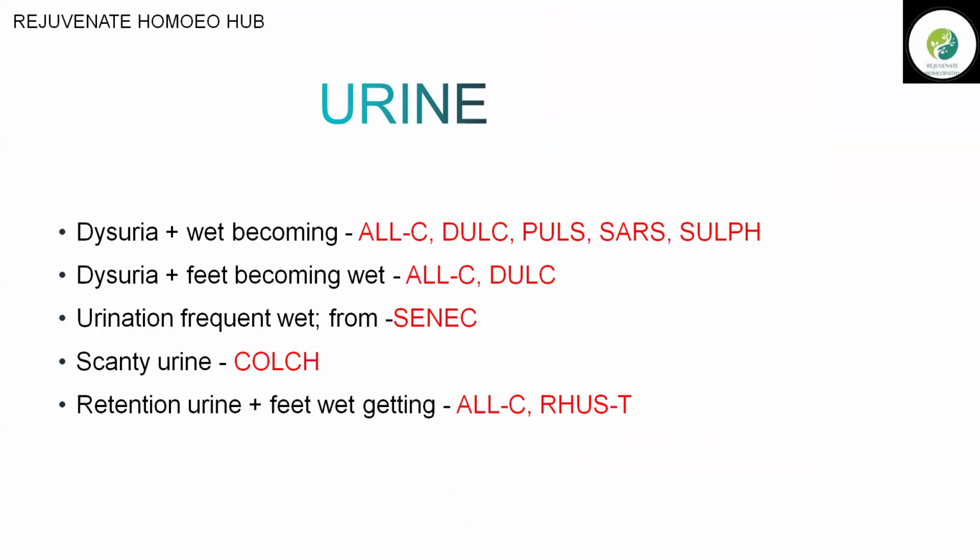Coming to urine, dysuria from feet becoming wet: allium cepa, dulcamara, pulsatilla, sarsaparilla and sulphur. Dysuria, feet becoming wet, allium cepa and dulcamara. And allium cepa is a remedy you can prescribe in symmetrical warts along with syphilinum. If you find symmetrical warts, that means the warts are in the same line, think of these two remedies, allium cepa and syphilinum. You can refer to Allen's.